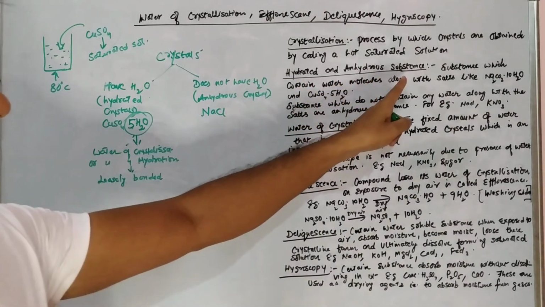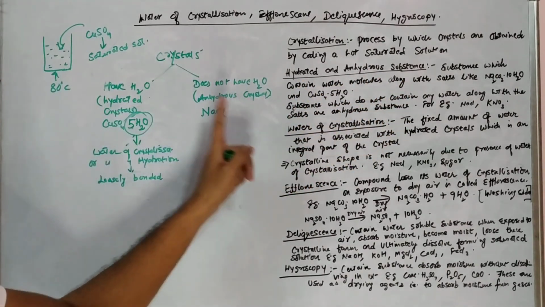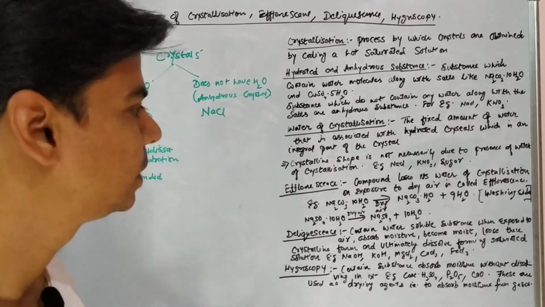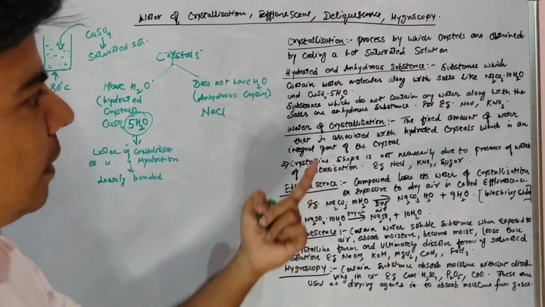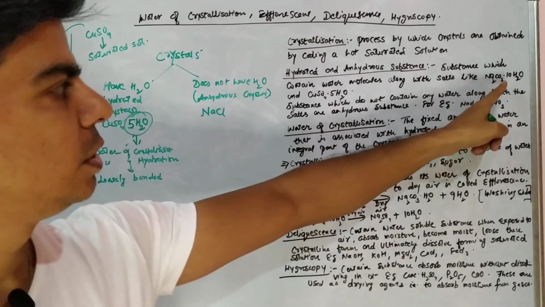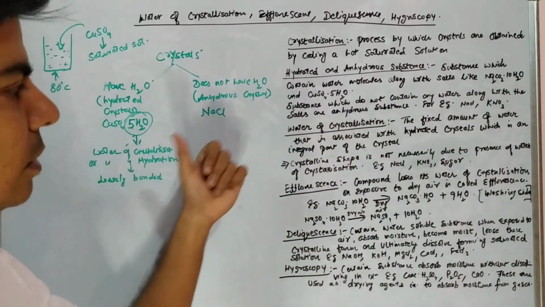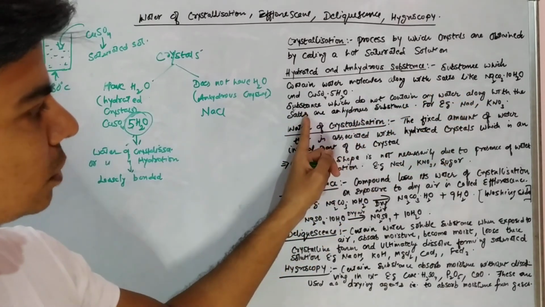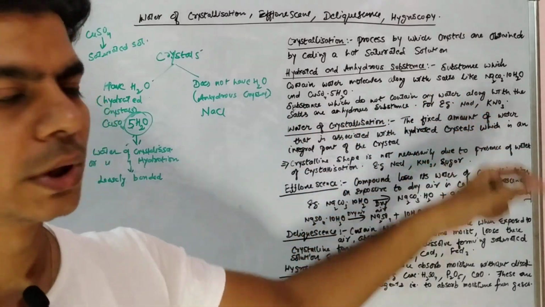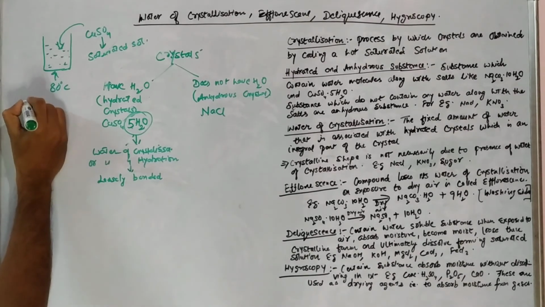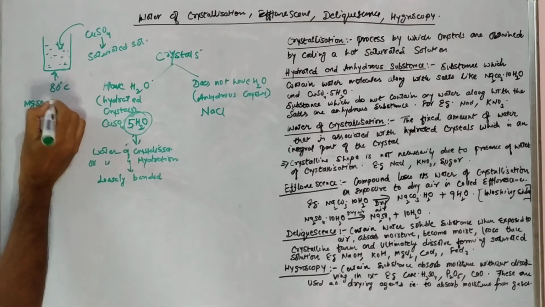And what are hydrated and anhydrous salts? Hydrated salts have water molecules associated with them, and those that do not have water molecules associated with them are called anhydrous substances. Substances which contain water molecules along with salts like sodium carbonate or copper sulfate are hydrated, and substances which do not contain any water along with salts are anhydrous, for example sodium chloride and potassium nitrate. Some more examples of hydrated crystals: we have Epsom salt, magnesium sulfate.